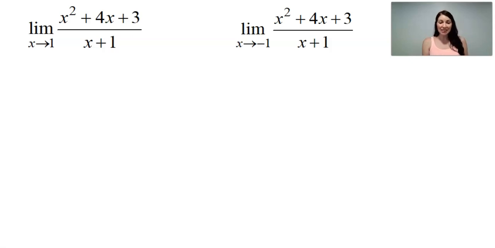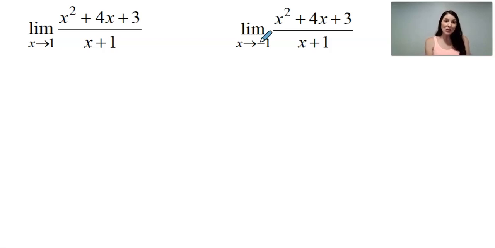The only difference is that the problem on the left is the limit as x approaches +1, and the problem on the right is the limit as x approaches -1. Well, I'll tell you this, in any limit problem, the first thing you should always try is direct substitution. So I'm going to go ahead and do this off to the side.